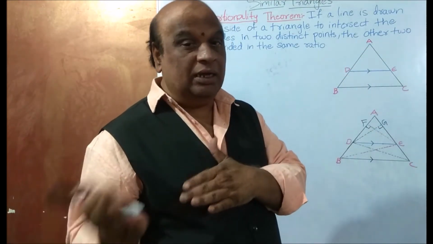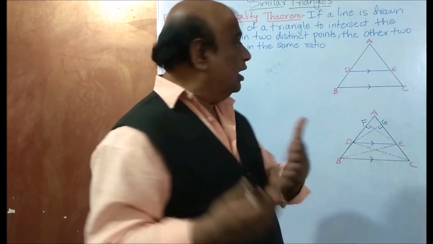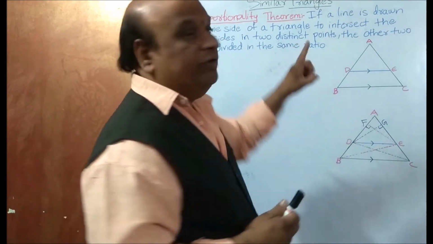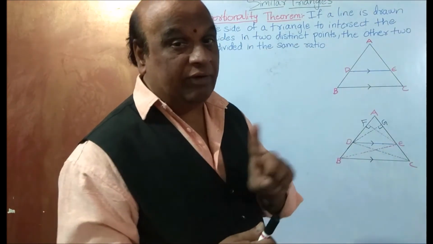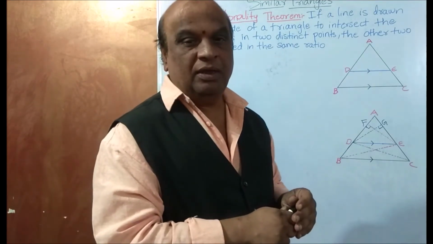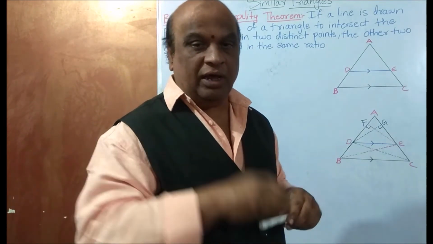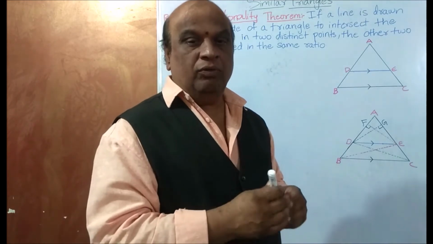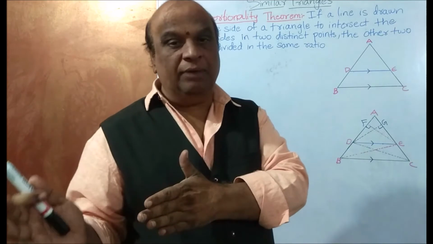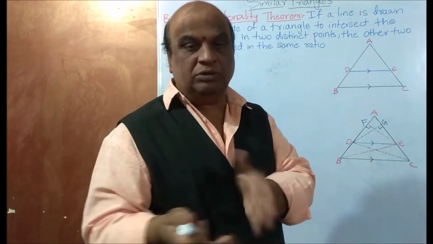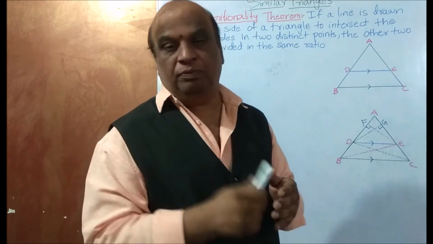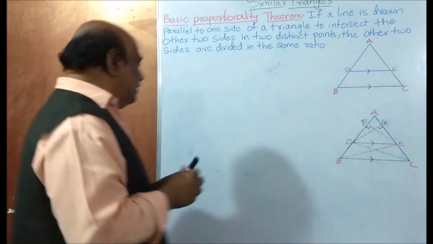Next, what is the conclusion part? The conclusion part is that the other two sides are divided in the same ratio. This is the conclusion part. This is very important. While we are reading the theorem, we have to observe what the given conditions are and what the conclusion part is. The conclusion part is RTP. RTP means required to prove. So first of all, you divide like that.